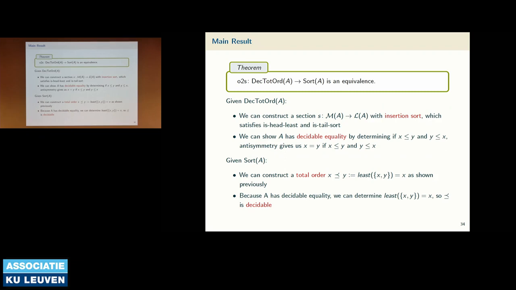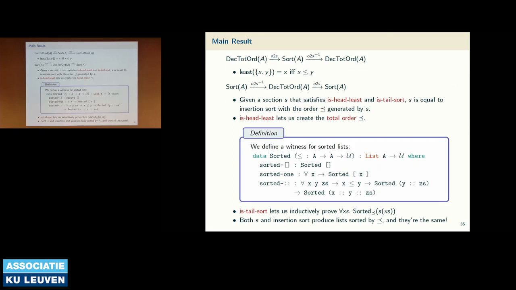Given decidable total order, we can just use insertion sort, and then we will get our section. We can also prove that A has decidable equality: given a well-behaved section on A, we can construct a total order as we've previously stated, and because we assume A has decidable equality, this total order that we constructed will also be decidable.